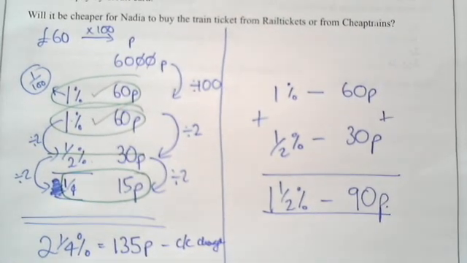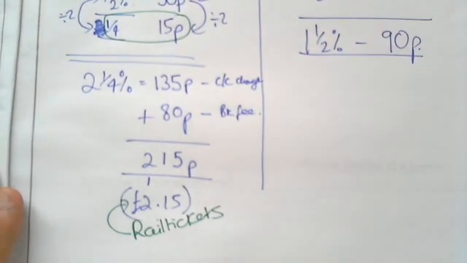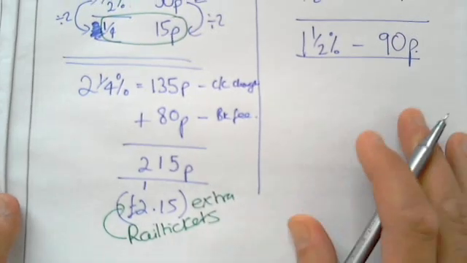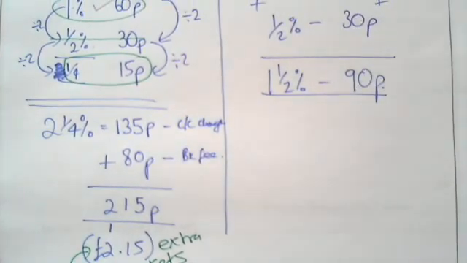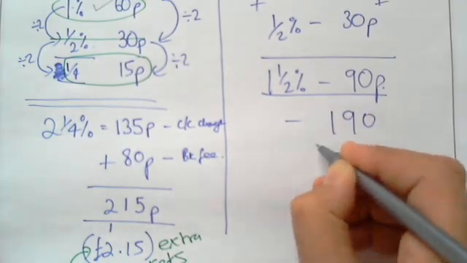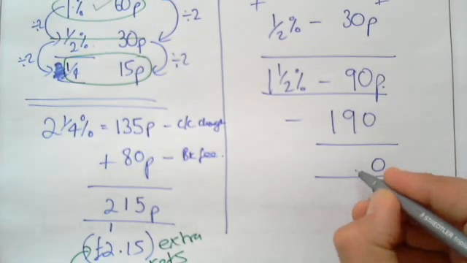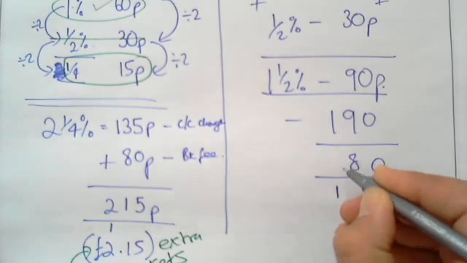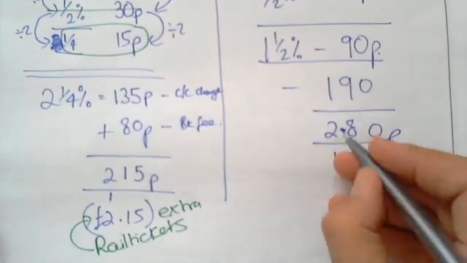So we know that the company rail tickets is going to charge us £2.15 extra, whereas cheap trains are going to charge this percentage, and then we're going to add on to that the booking fee of £1.90 to give us the total. So keep it in pence, then we change it.